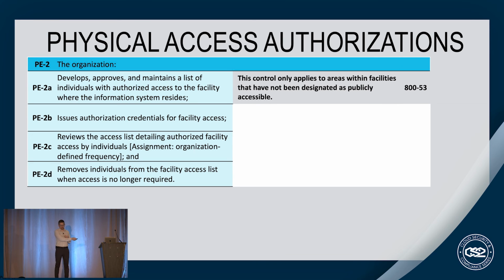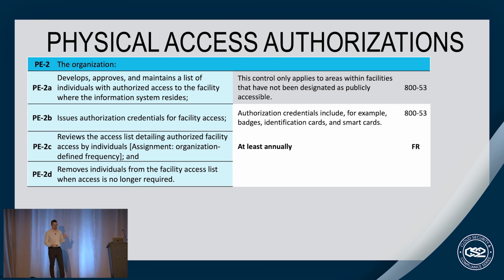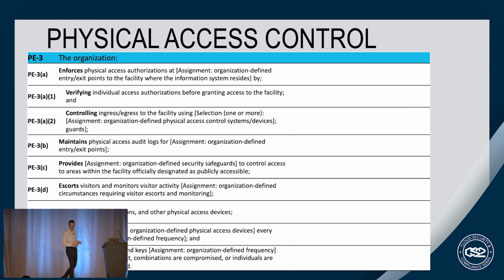If we have to issue credentials for facility access, hey, here's some examples. So credentials, a little broad. What could credentials be? Badges, ID cards, smart cards, you name it. Here's some actual examples. Could management more easily make a decision on what they're going to use as their authorization credentials if I give them examples? Perhaps. Sometimes it's helpful for focusing the effort. How often do I need to review the list of who should be allowed in the environment? FedRAMP says once a year. I'm going to do what FedRAMP says.